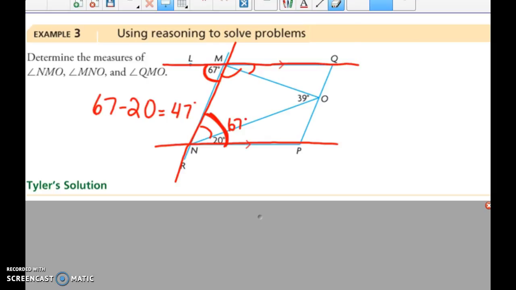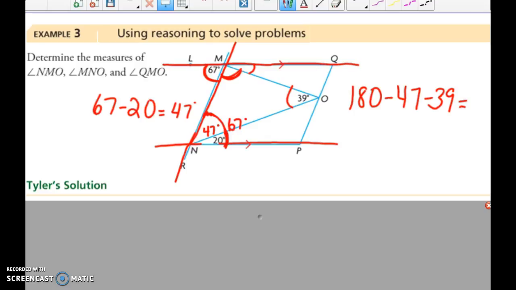So that would mean this little angle here should be 47. Okay, if that little angle is 47 and this is 39, we should be able to find the last angle in this triangle because the triangle adds up to 180. 180 minus 47 minus the 39, and we should be left with our last angle, which would be 94.